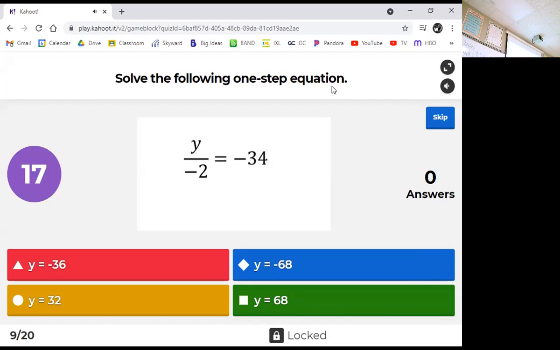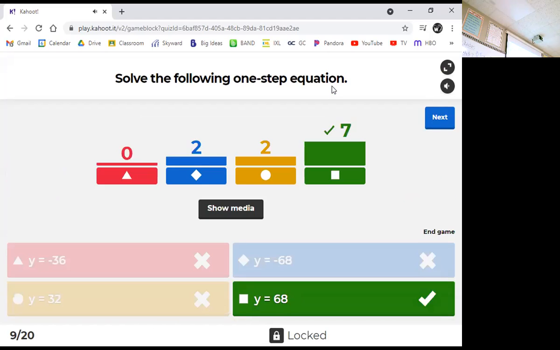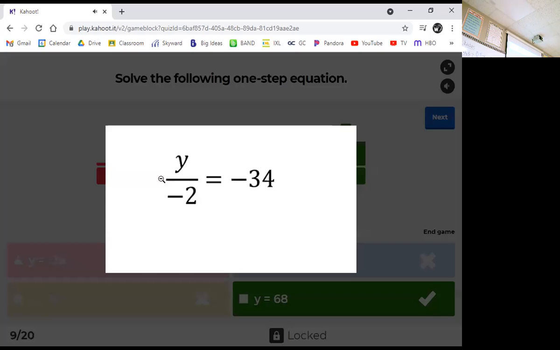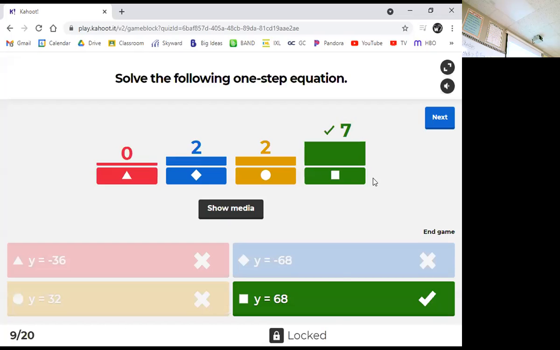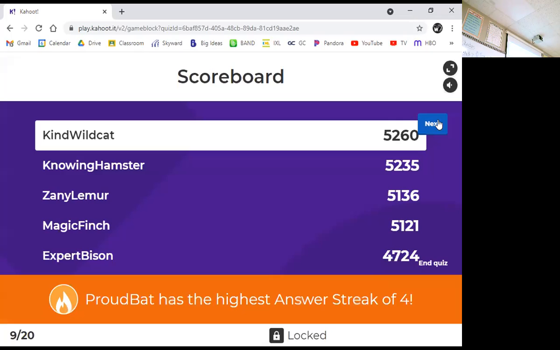Y divided by -2 equals -34. The opposite of dividing by -2 is multiplying by -2. So if you can tell me what -34 times -2 is, two negatives make a positive. So times by -2, times by -2 on this side, two negatives make a positive 68 in this case.